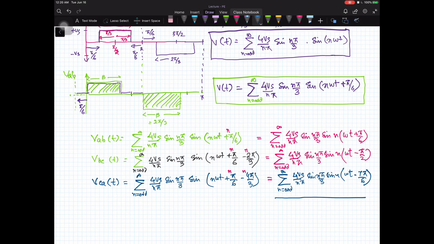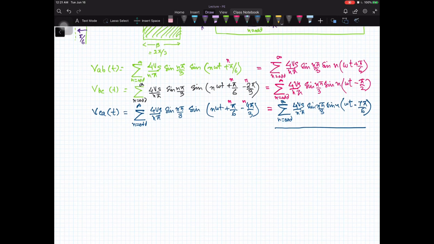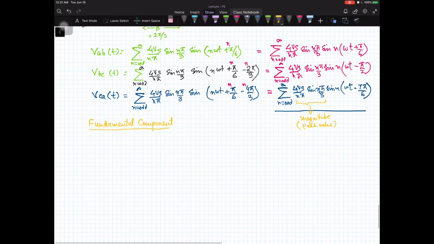Now using this, you can find out the magnitude of the fundamental component, or for any harmonic. So let's calculate the magnitude of the fundamental component. And keep one thing in mind that this is the peak value of any harmonic voltage, right? So now let's calculate the fundamental component.